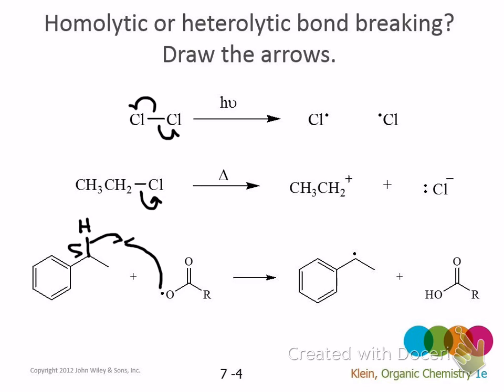In this case, one of the things you have to remember is radicals tend to form more radicals, so they tend to force the homolytic cleavage. If you just have a bond and you break it, and the electronegativity is the same, it's homolytic. But if you have a radical already present, it tends to force another radical to form.